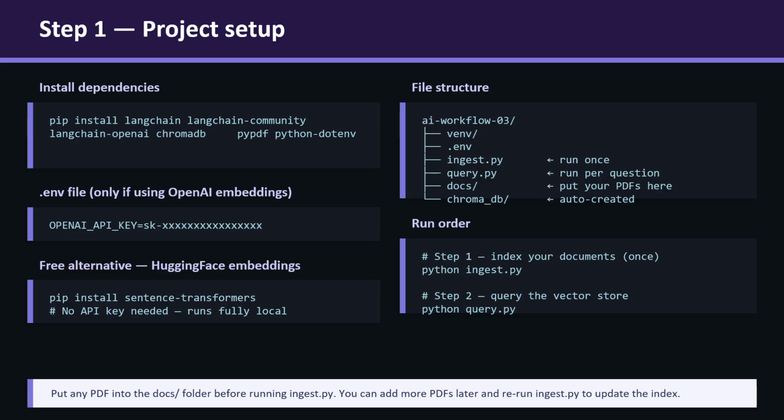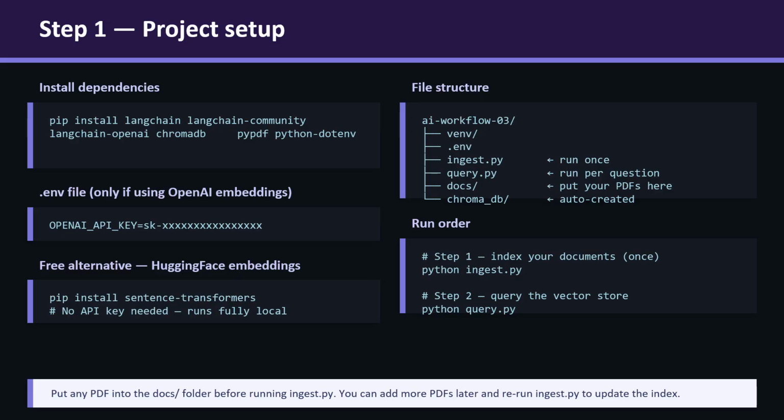Python-dotenv loads your API keys from a .env file, which is a plain text file named .env that stores secret values like API keys outside of your code. If you want to use OpenAI embeddings, add your OpenAI API key to that .env file. If you want a completely free option with no API key at all, install Sentence Transformers instead. Sentence Transformers is a library that runs embedding models locally on your own machine.